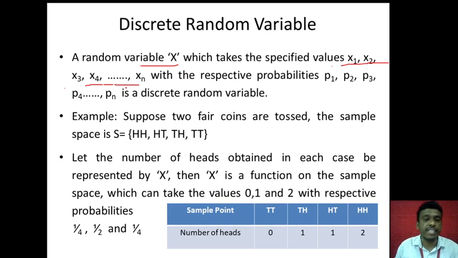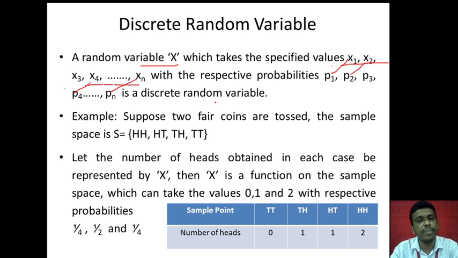So up till xn with the respective probabilities p1, p2, p3, p4 up till pn. That means x1 has a probability of p1, x2 has a probability of p2, similarly x3 has a probability of p3, x4 has a probability of p4, and similarly xn has a probability of pn. Then x is said to be a discrete random variable.